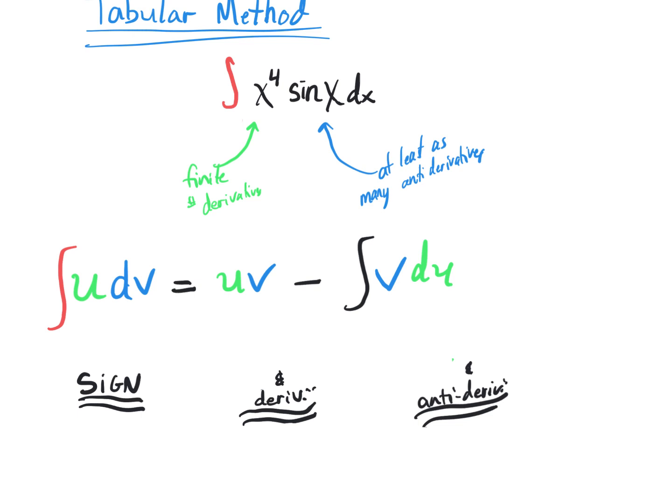We have 3 columns in our table, and in this column, we'll enter u and its derivatives, and in this column, we'll enter dv and its antiderivatives. So u in this problem is x to the fourth, and dv is sine of x dx, but we don't actually write the dx when we do the table method. All right, let's work our way down.